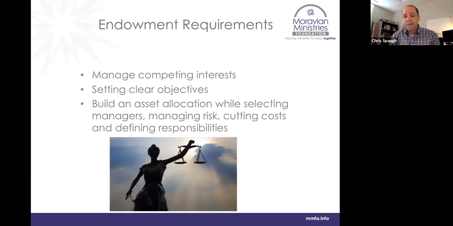So, endowment requirements. When you manage an endowment, we always advise our churches of this: you have to manage competing interests, and sometimes that's challenging. What I mean by competing interests is that you want to use the asset for being the hands and feet of Jesus, the mission or purpose of the endowment. You want it fulfilling that philanthropic, charitable, or gospel-driven message and purpose.